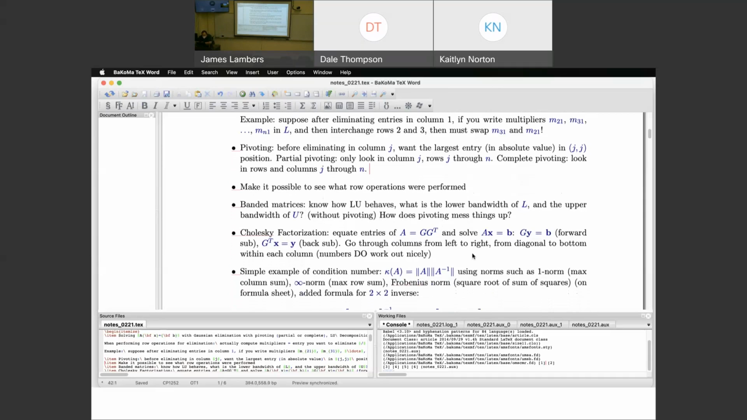Cholesky factorization. So in this matrix equation, you write out what G times G transpose is, where G is lower triangular, and equate these to A, then you can figure out what all the entries of G should be by going from left to right through the columns. Like I did an example in class.